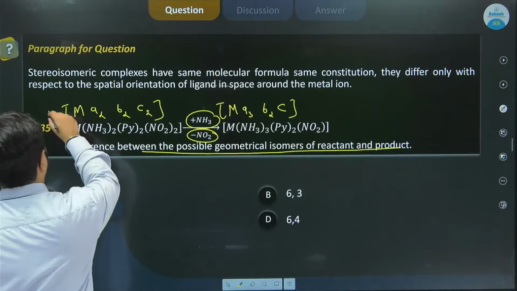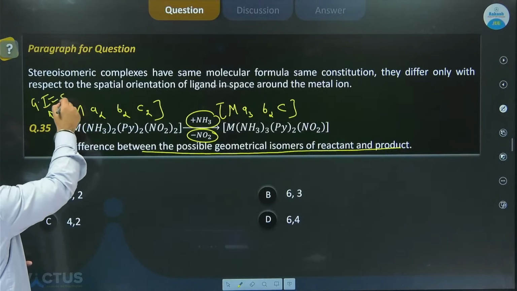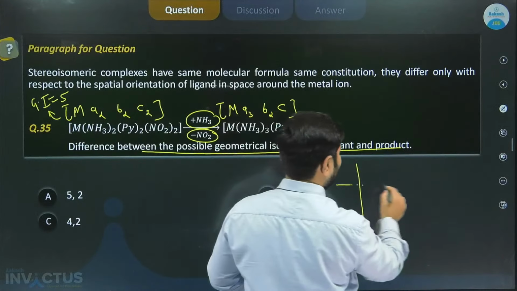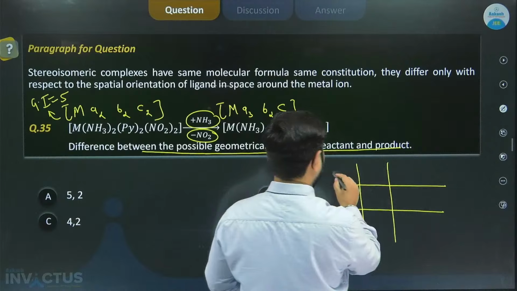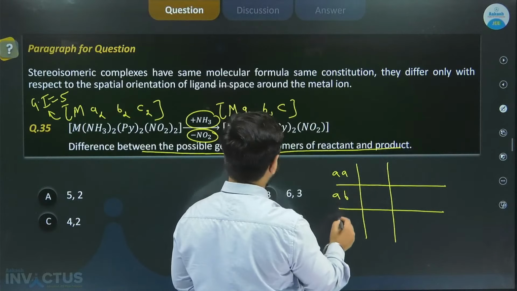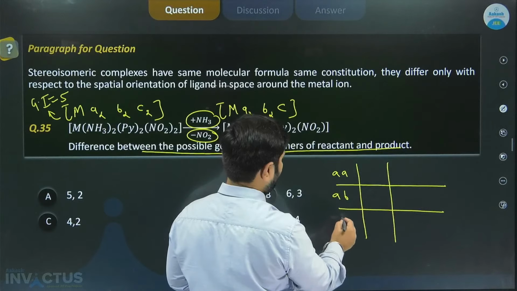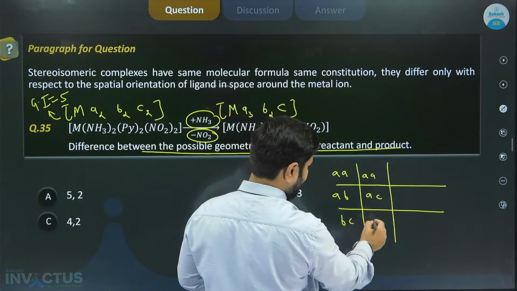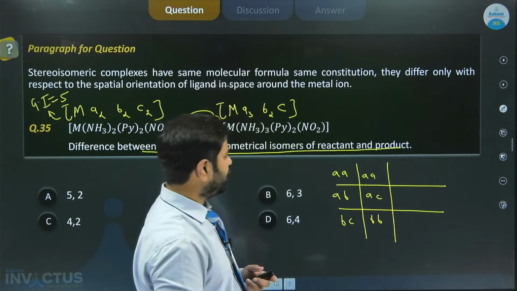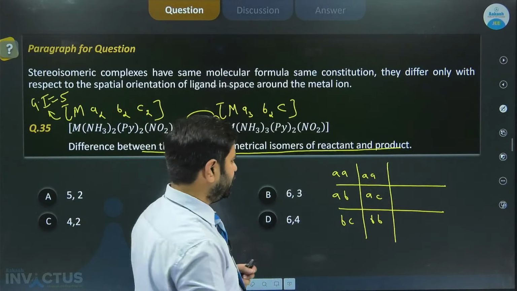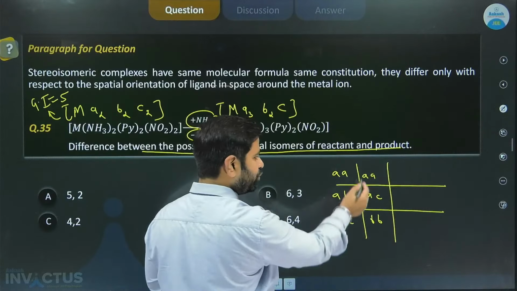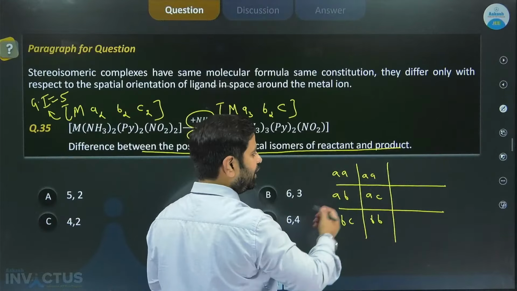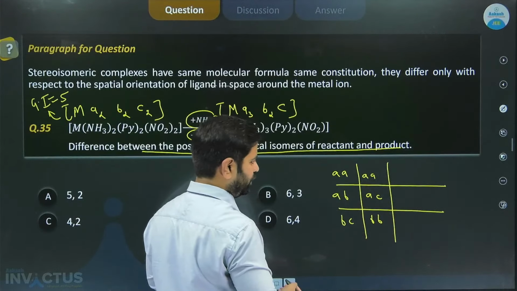For this we have already calculated the geometrical isomers, that is equal to 5. For this we will have to calculate in the same way. You can calculate AA, AB and BC, AA, AC and BB. Okay, so these are the transpositions. This column must be different from this column. If it is different from this column, that means this is a different isomer. These two are the different isomers.